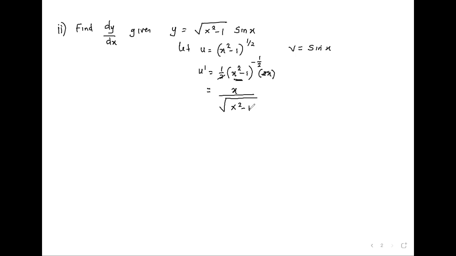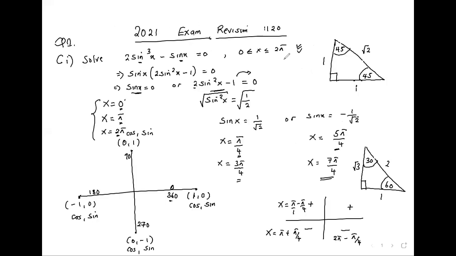Okay, what about v prime? V prime is cos x. That's a derivative there. Chain rule says if you have a function with some power n, to differentiate, you drop the power and then you maintain the inside thing. Do n minus 1. And then multiply by the derivative of g. That's what chain rule says.